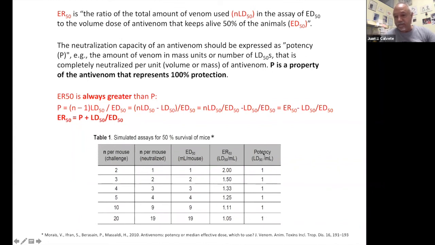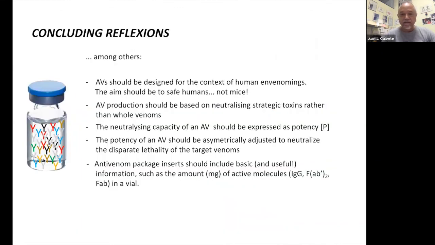And the potency doesn't depend on the number of LD50s that has been employed. So usually what is in the insert that is related to this parameter is about 1.5 to 1.6 times higher than the real neutralization potency of the antivenom. So this should also be taken into consideration by the regulatory agencies.